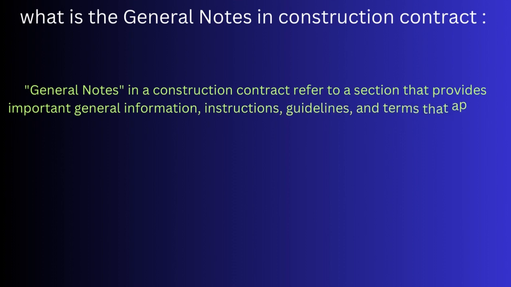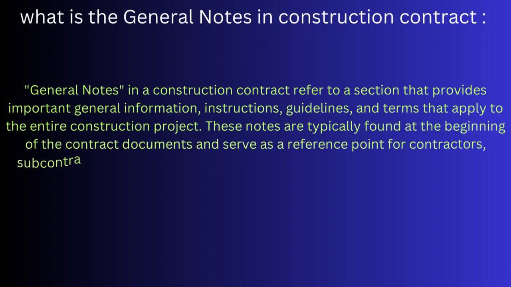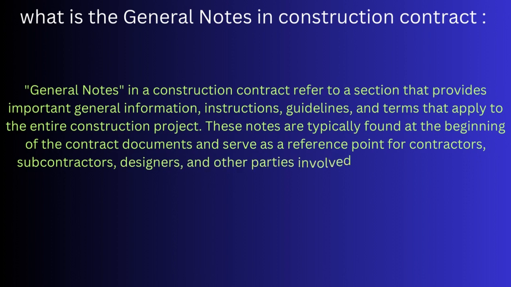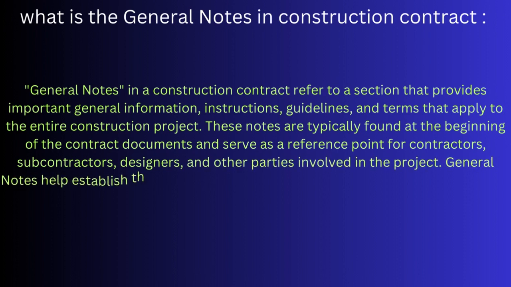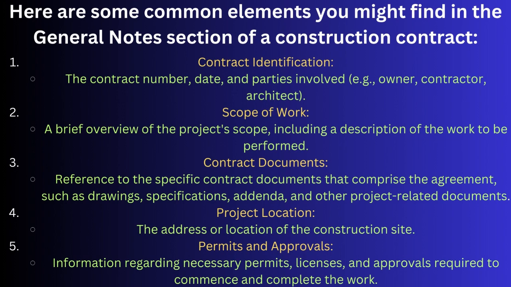General notes in a construction contract refer to a section that provides important general information, instructions, guidelines, and terms that apply to the entire construction project. These notes are typically found at the beginning of the contract documents and serve as a reference point for contractors, subcontractors, designers, and other parties involved in the project. General notes help establish the framework for how the project will be executed and what is expected from all parties.